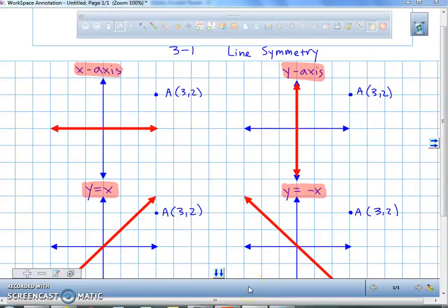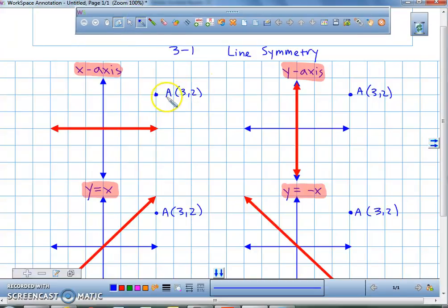Today's lesson, we're going to be talking about the rules for line symmetry. If you were to reflect ordered pairs across different types of lines, we're going to talk about the x-axis, y-axis, y equals x, and y equals negative x. Okay? So, on the very first example, you'll notice that we have an ordered pair, point A, which is at 3, 2. Now, if we were to go across the x-axis, does anybody want to locate where that image point would be if we go across the x-axis?